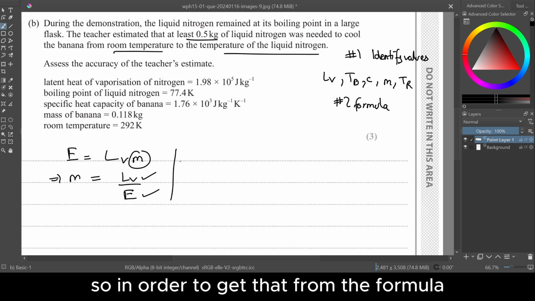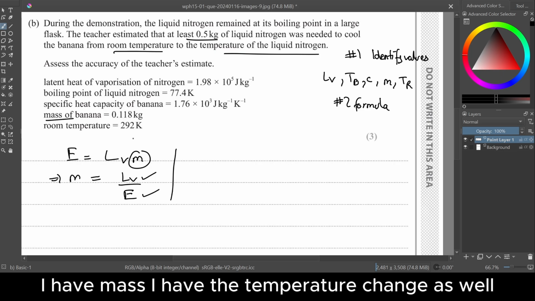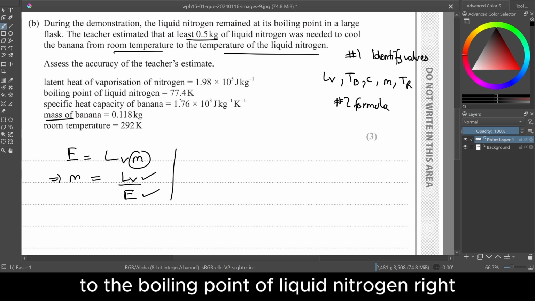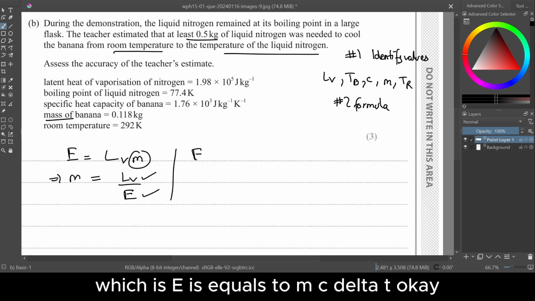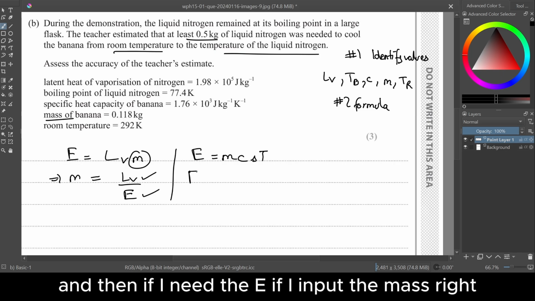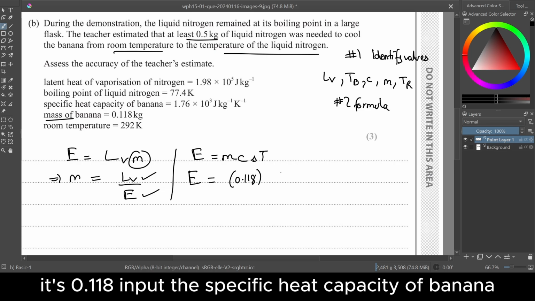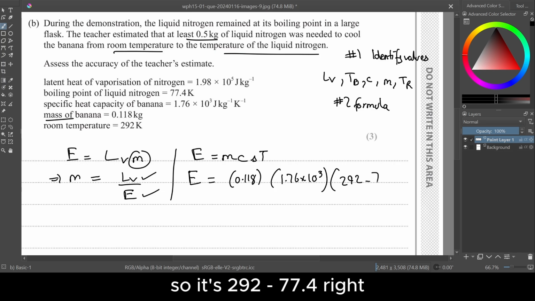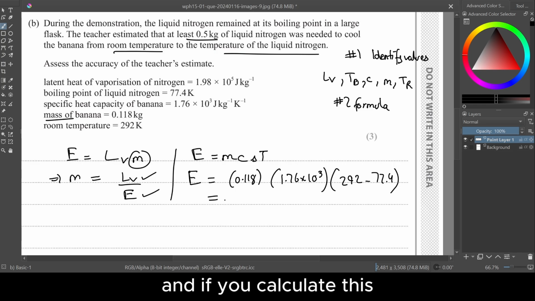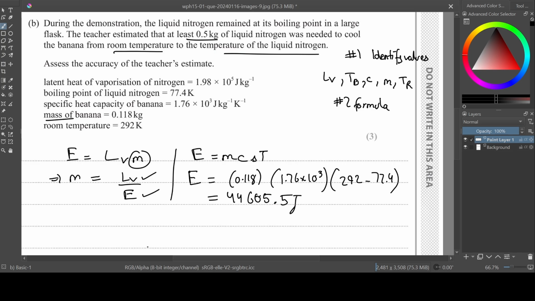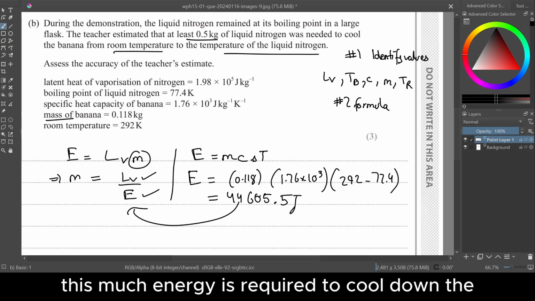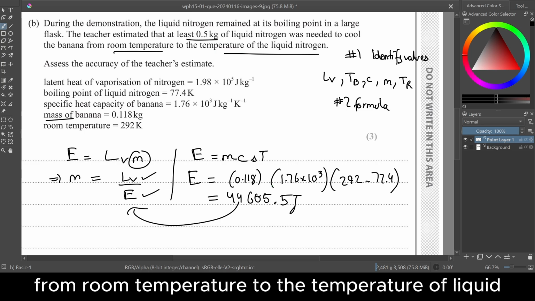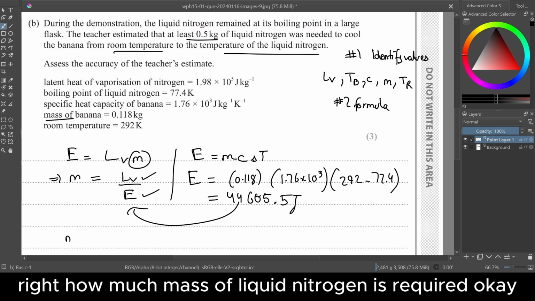In order to get that from the formulas, I have the specific heat, I have the mass, and I have the temperature change as well, going from room temperature to the boiling point of liquid nitrogen. So I could use the formula E equals MC delta T. If I input the mass, 0.118, the specific heat capacity of banana, which is 1.76 times 10 raised to power 3, and the change in temperature, from room temperature to the boiling point, so 292 minus 77.4, and you calculate this, you will get your answer as 44,605.5 joules. This much energy is required to cool down the banana from room temperature to the temperature of liquid nitrogen. Now we have to figure out how much mass of liquid nitrogen is required.